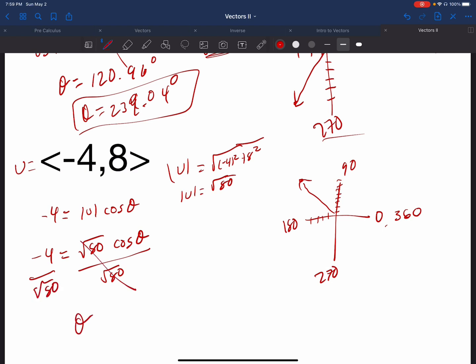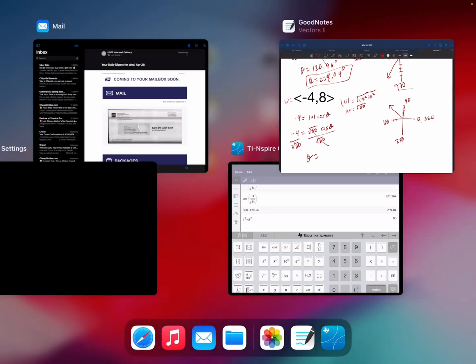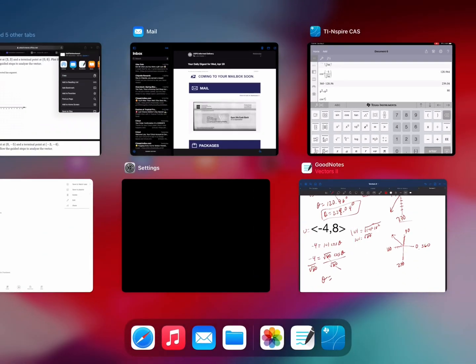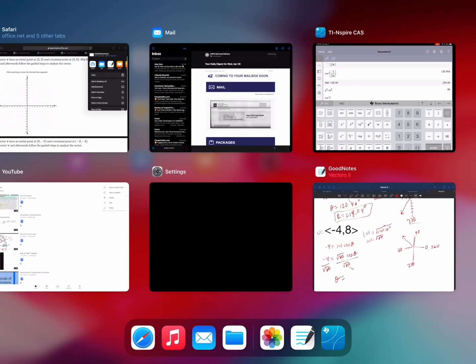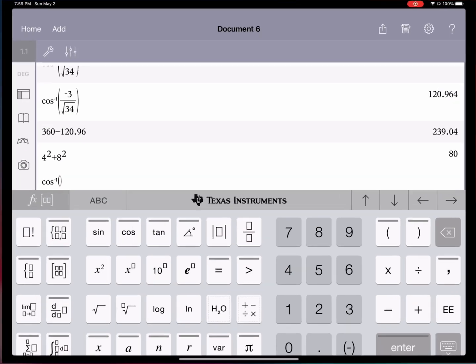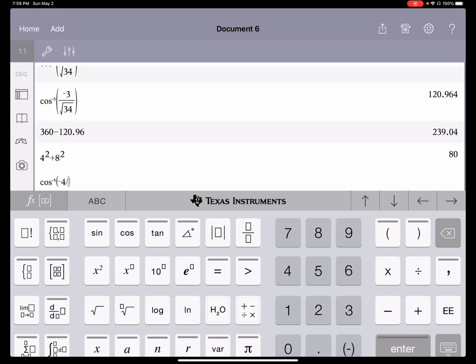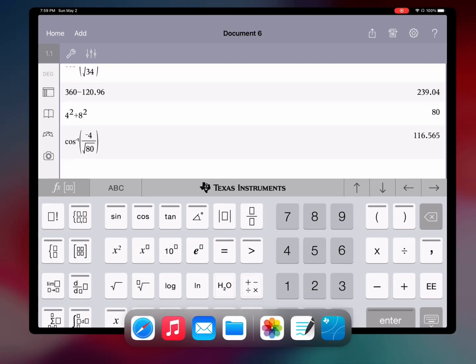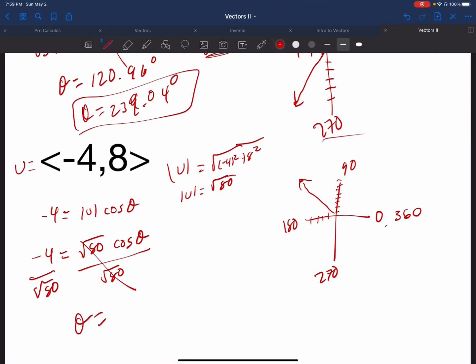And then all I have to do is find the inverse cosine of negative 4 over the square root of 80, and I get 116.56 degrees. Again, it makes sense because it should be greater than 90 but less than 180.